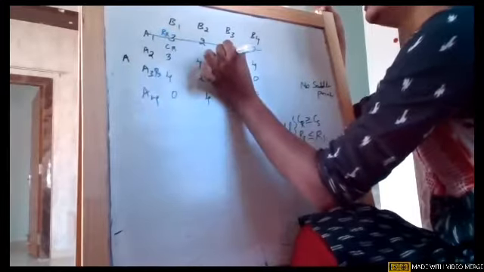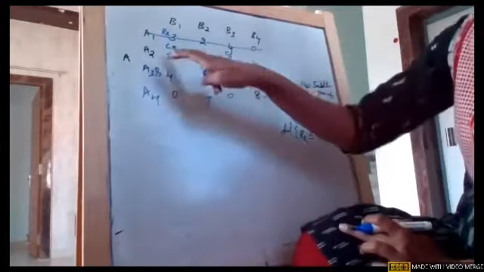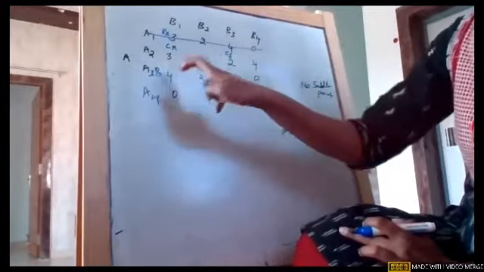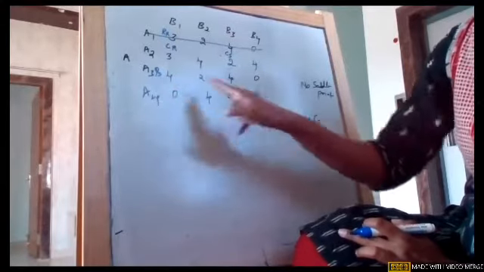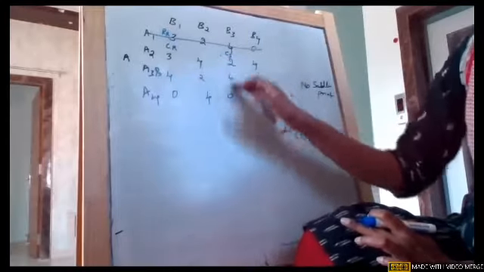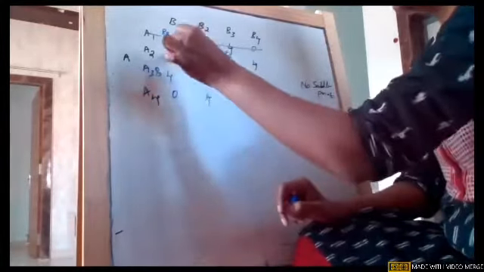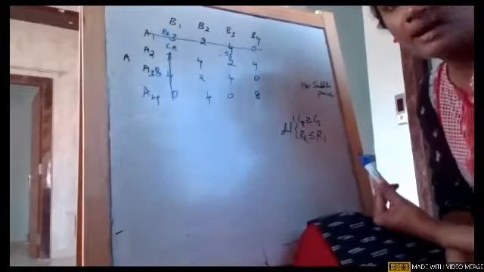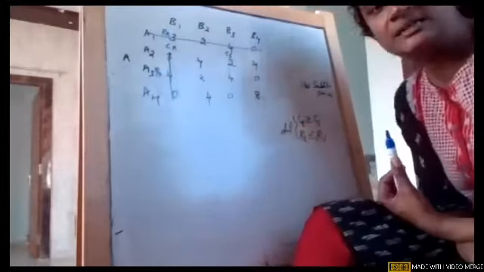This is CR and this is CS. Check it out, girls. 3 is greater than 2, 4 is equal to 4, and 0 is equal to 0. So all the values of CR are greater than or equal to CS. So delete CR. Am I clear? Now the 4 by 4 matrix is being reduced to a 3 by 3 matrix.